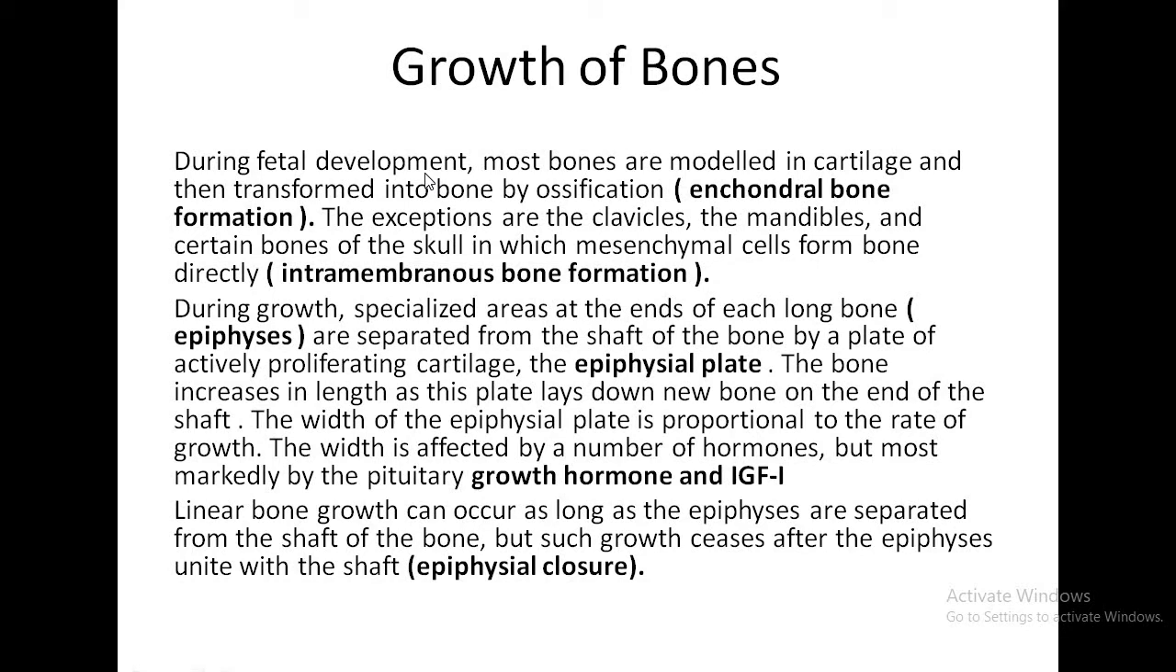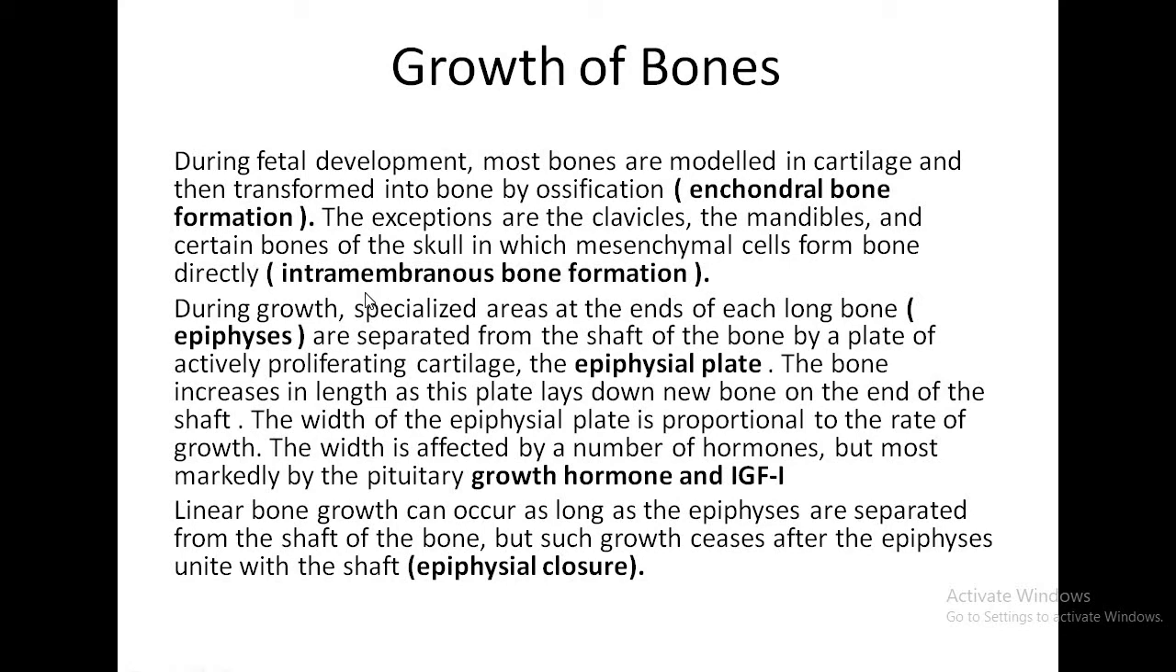So summarizing, there are two pathways of bone formation. One is endochondral and the other is intramembranous. Intramembranous is basically for the skull, clavicles and mandibles, where the bone is directly formed from the mesenchymal cells, whereas in endochondral you have a scaffolding of cartilage which is then transformed into bone by ossification.